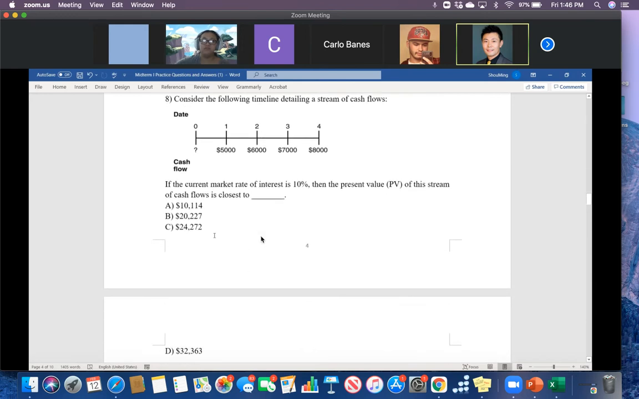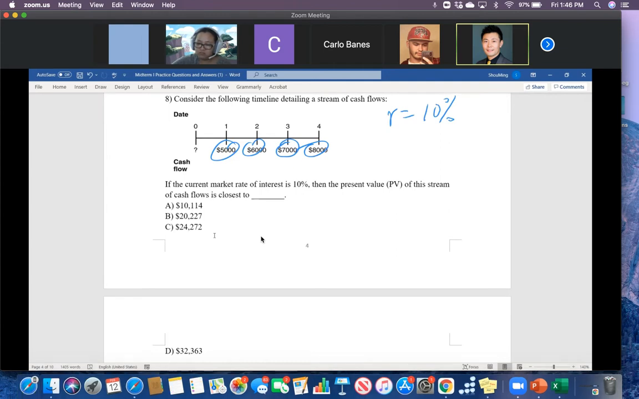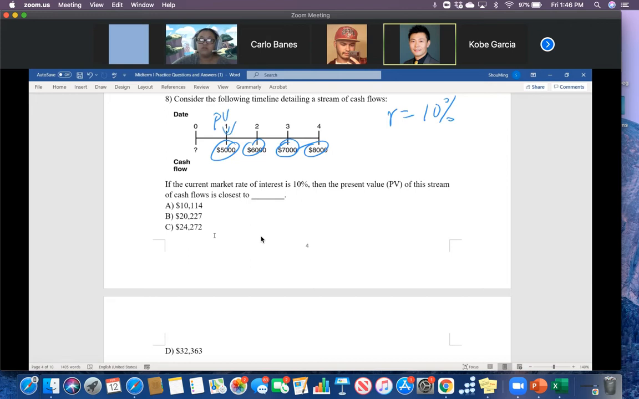Okay, so question 8. We have a cash flow like that. We have 4 cash flows actually: 1, 2, 3, 4. The question asks us, given the interest rate equals 10%, to calculate the present value. So in this case, since we have 4 cash flows, what we need to do is simply calculate the present value of this one, calculate the present value of this one, calculate the present value of this one, and then add them together, right?